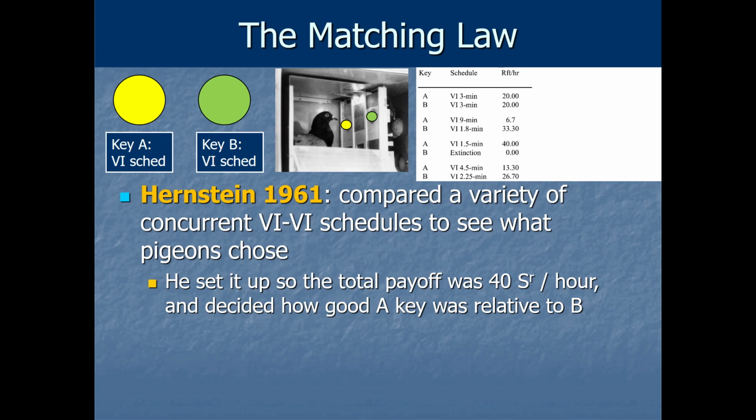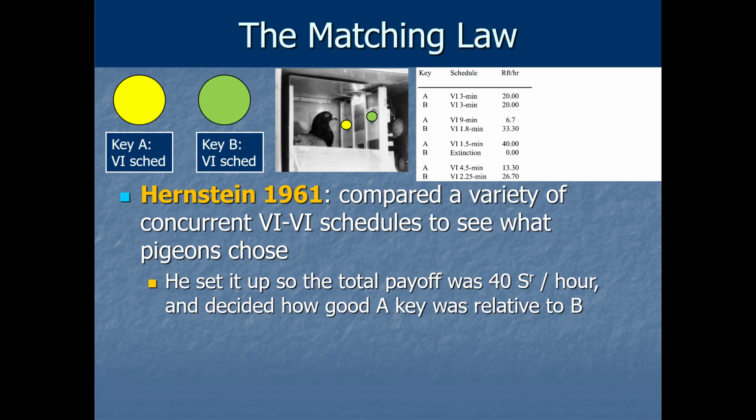And then look at the experiment below it. Just a different A and B choice, right? Two sides. We've got a VI 9-minute schedule and a VI 1.8-minute schedule. So for one of those you have to wait less than 2 minutes on average each time to make it pay off. The other you have to wait almost 10 minutes between each payoff, right? Now, if you calculate that out per hour on average, together they total 40 reinforcers per hour, again, on average.